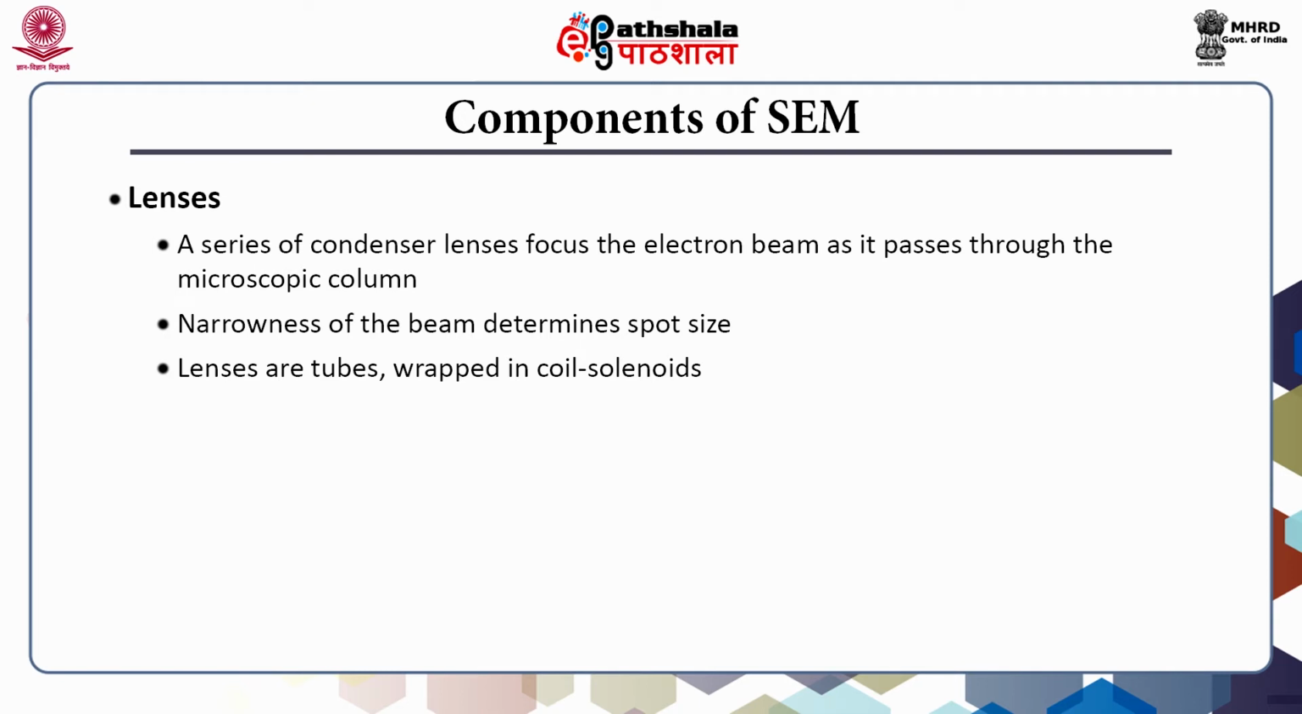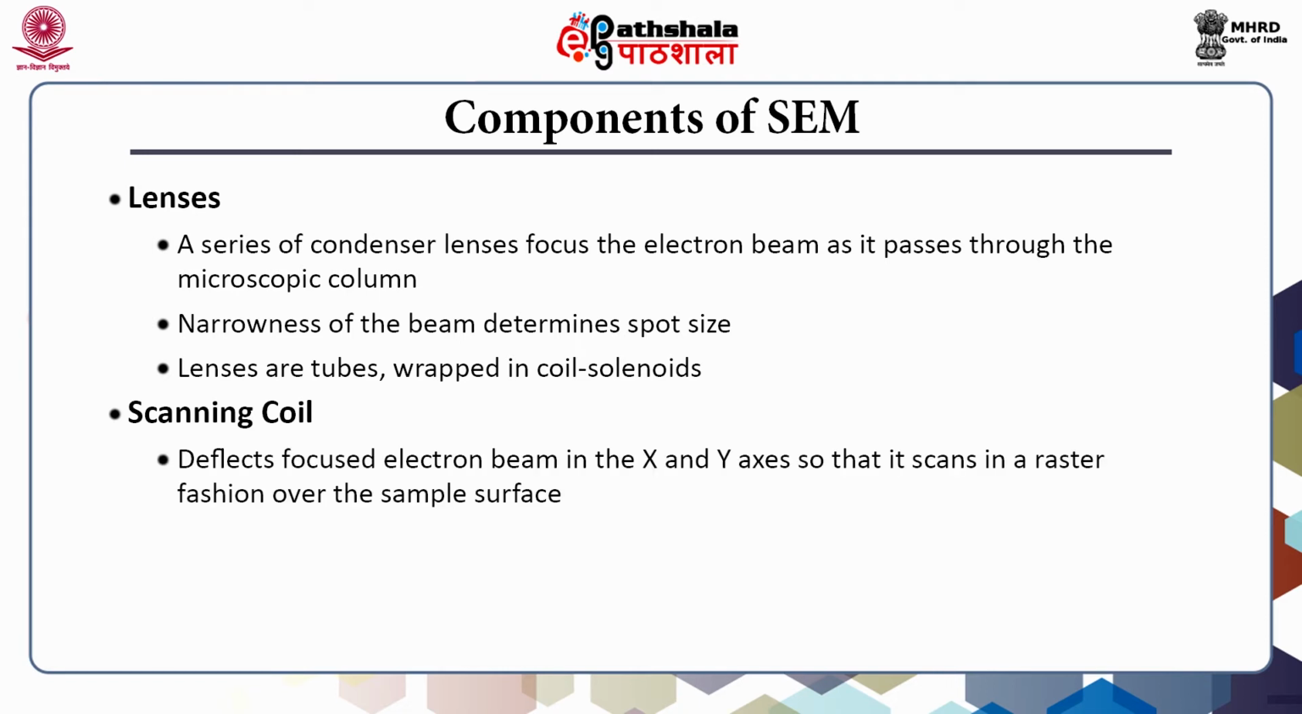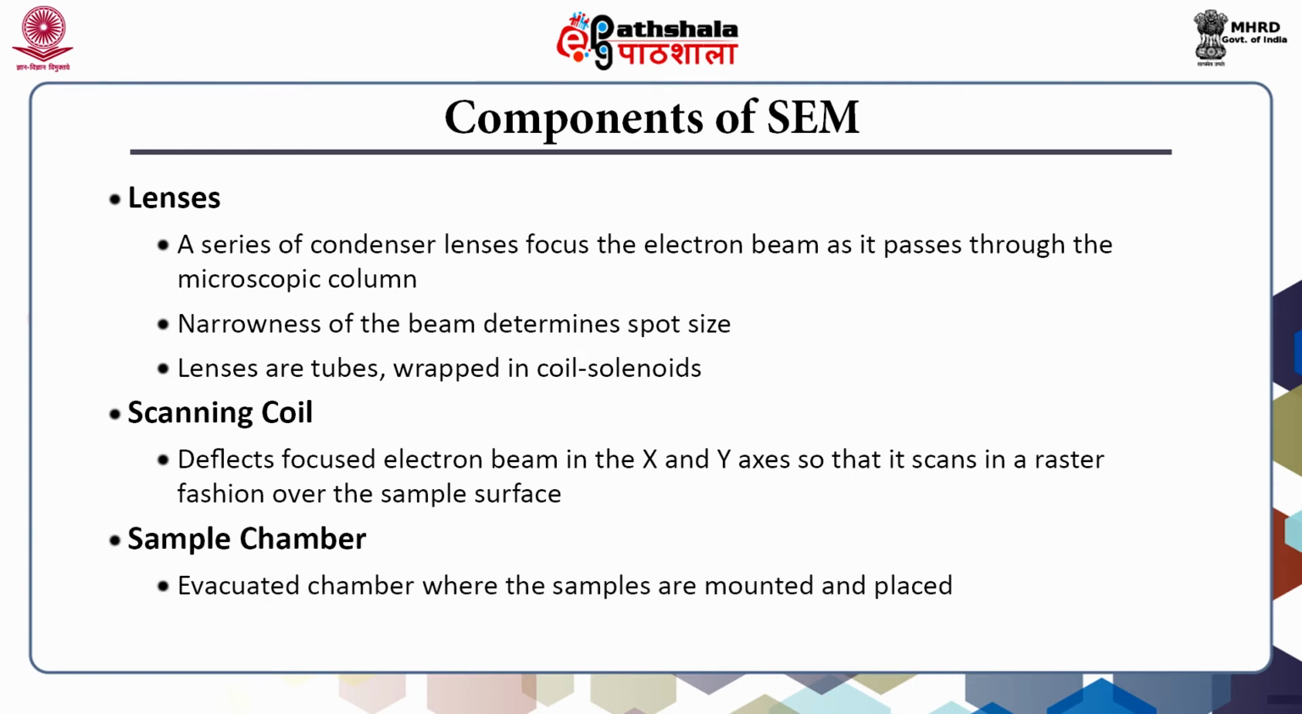The purpose of the scanning coils is to deflect the focused electron beam in x and y axis, so that it scans in a raster fashion over the sample surface. Sample chamber consists of an evacuated chamber where sample is mounted and placed. It can also include additional devices to assist in sample imaging, such as translation stage, tilt and rotation devices, temperature stages and optical cameras.